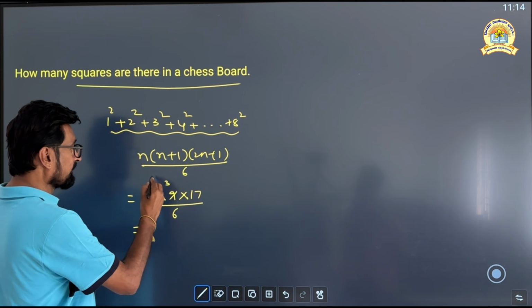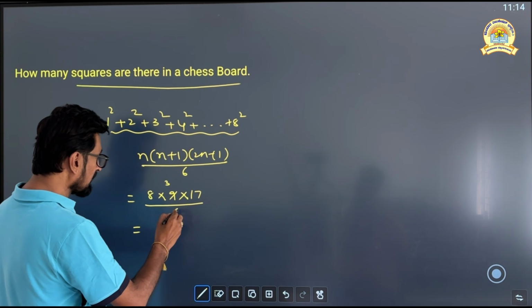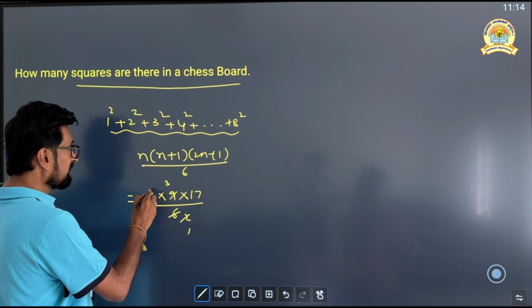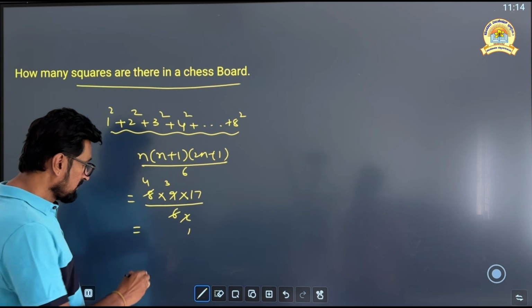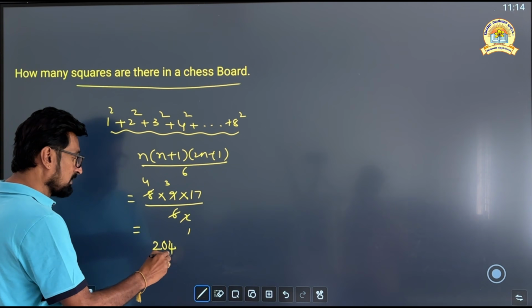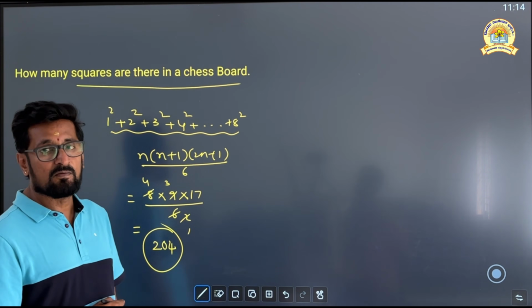3 twos, 1s and 2s. You are going to get 204 squares in one chessboard.